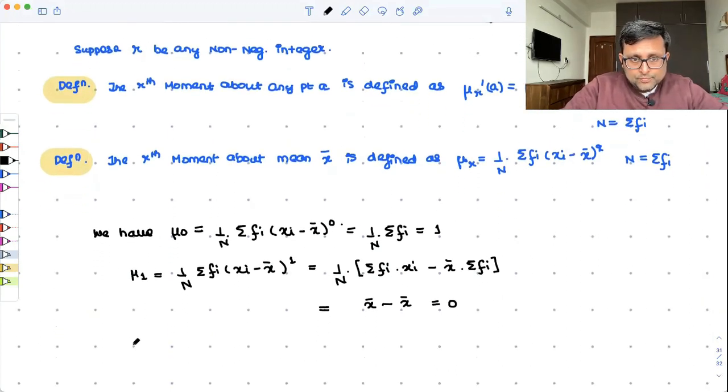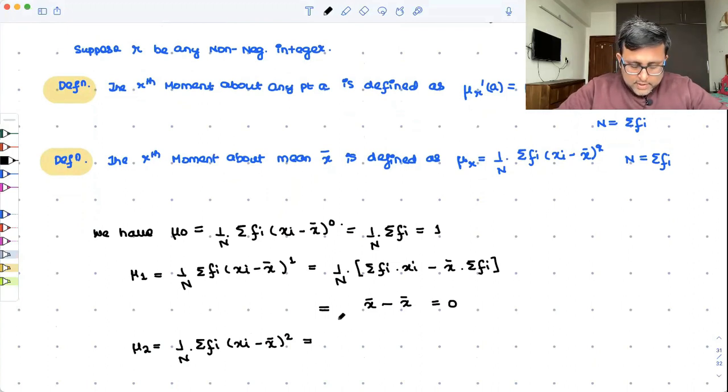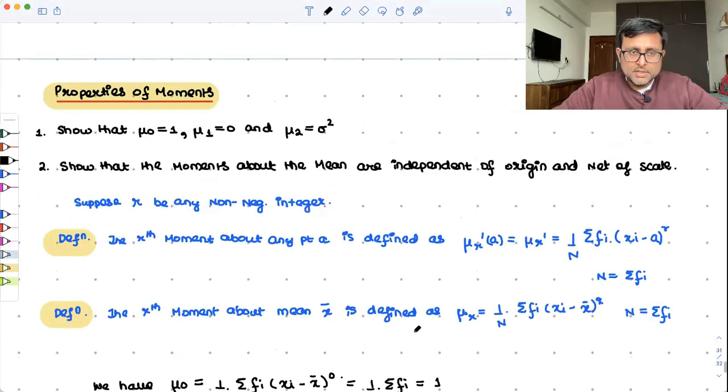Mu 2 is 1 upon n summation of fi xi minus x bar squared. It is also moment about mean, that is second moment about mean, right? This is nothing but variance. It's just the formula for variance, nothing else, right? So that is your first property.